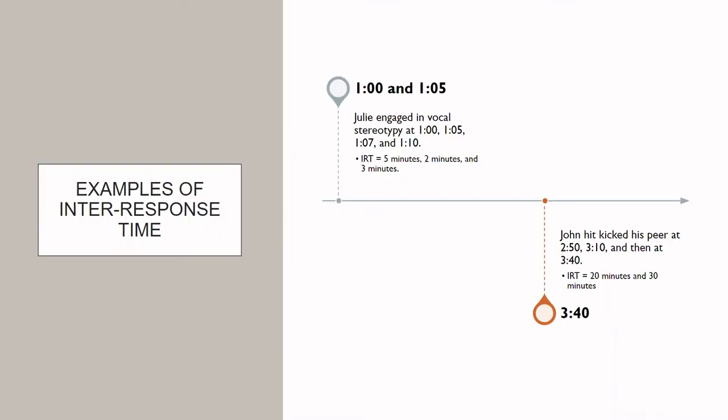So here are some examples for inter-response time. Julie engaged in vocal stereotypy at 1 o'clock, 1:05, 1:07, and 1:10. So the inter-response time between each of those behaviors is 5 minutes, 2 minutes, and 3 minutes, the time in between each successful behavior. In another example, John kicked his peer at 2:50, 3:10, and then 3:40. So the inter-response time would be 20 minutes and 30 minutes, the time in between each behavior.